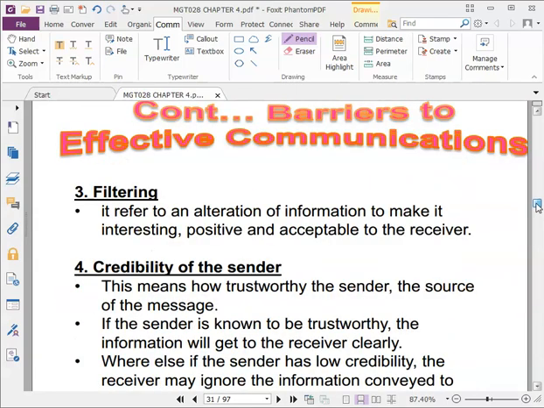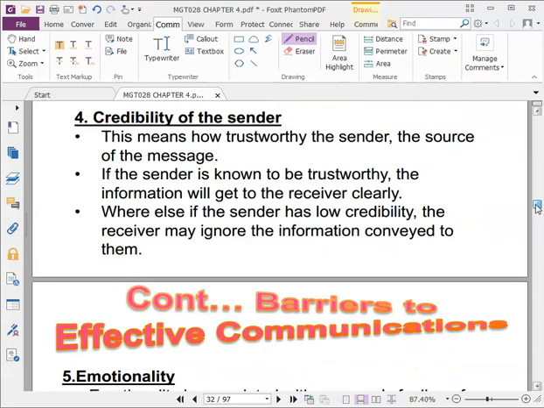Okay, lagi apa? Filtering. It refers to an alteration of information to make it interesting, positive and acceptable to the receiver. Kadang-kadang bila kita terlebih filter menyebabkan apa maksud daripada informasi itu tidak sampai kepada sender. Next is credibility of the sender. This means how trustworthy the sender, the source of the message, is. If the sender is known to be trustworthy, the information will get to the receiver clearly. Whereas if the sender has low credibility, the receiver may ignore the information conveyed to them.